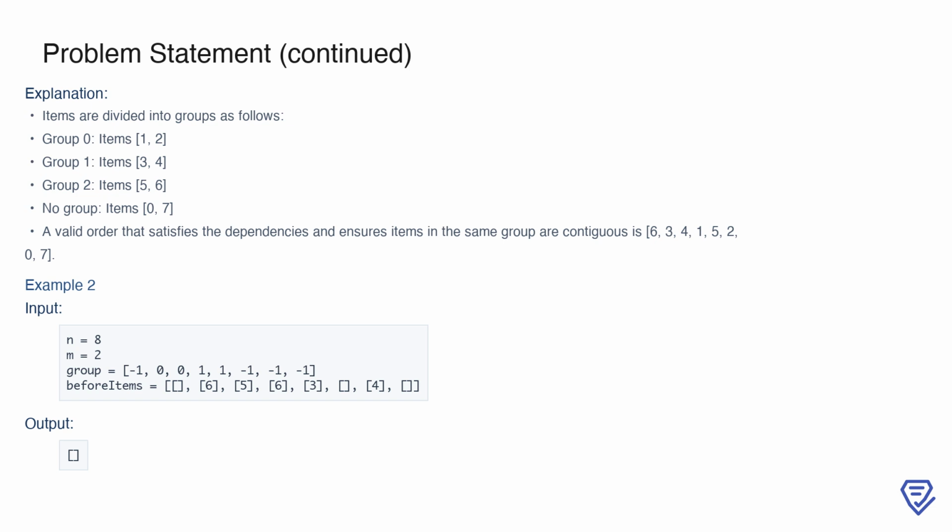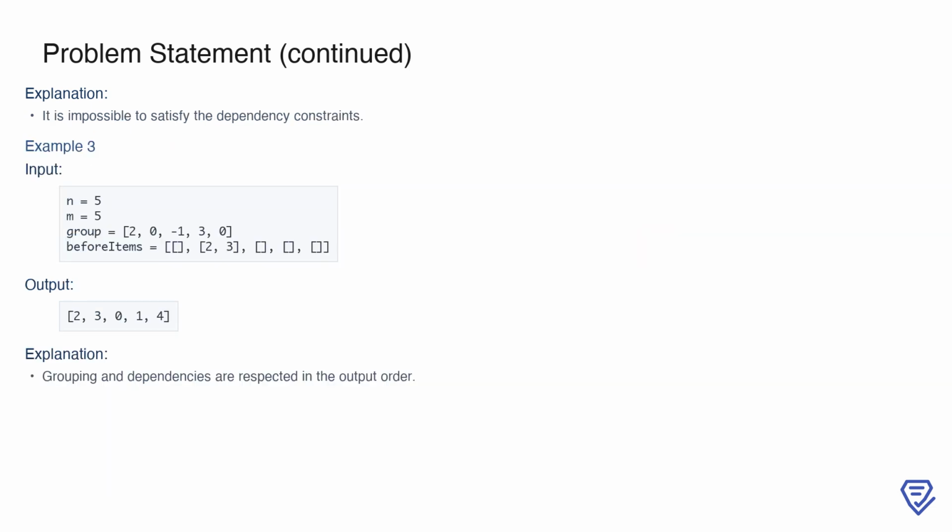In contrast, the second example demonstrates an unsolvable scenario. Here, the dependencies create a situation where it's impossible to arrange the items in a valid order, so the output is an empty list. Looking at another example, consider a case with 5 items divided into 5 groups.